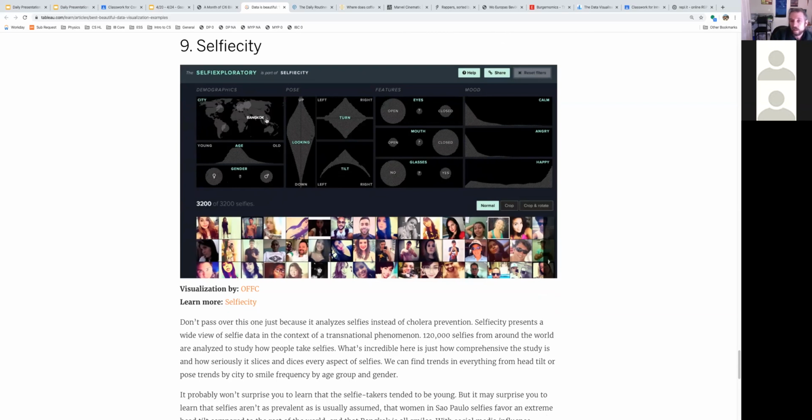The tilt, there's no preference left or right, whether eyes are open or closed, whether their mouth is open or closed, whether they're wearing glasses or not, what kind of expression they have. How you arrive at this, I think this is the most fascinating part, is being able to analyze with a computer whether someone is happy, angry, or calm. Because it's not like someone just stood here, and, I mean, I have a feeling that maybe this researcher might have actually gone through all 3,200 and coded all of these things.